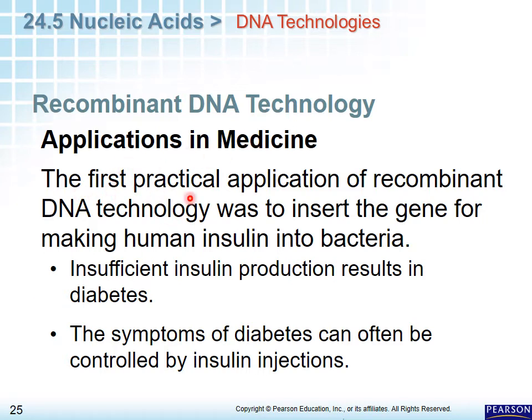Application in medicine: the first practical application of recombinant DNA technology was to insert the gene for making human insulin into bacteria. Insufficient insulin production results in diabetes. You know this one. If we don't have a good insulin level in the blood, the sugar level is going to be raised. The symptoms of diabetes can often be controlled by insulin injection. So if we don't produce a good amount of insulin, we have to take it artificially by injection.